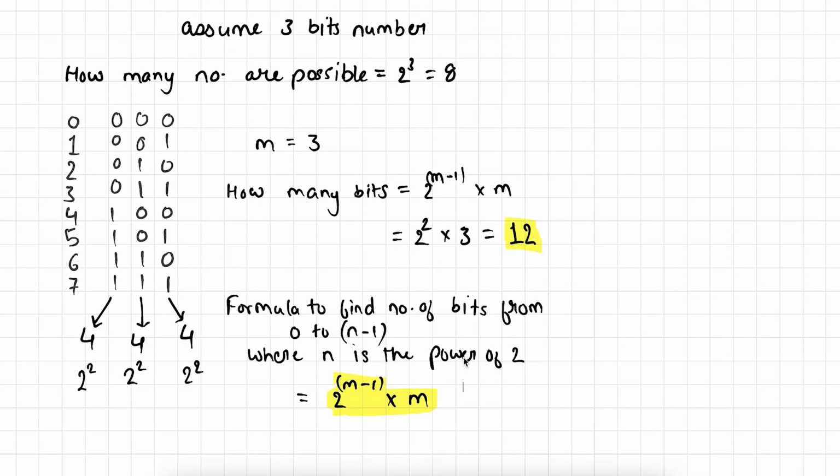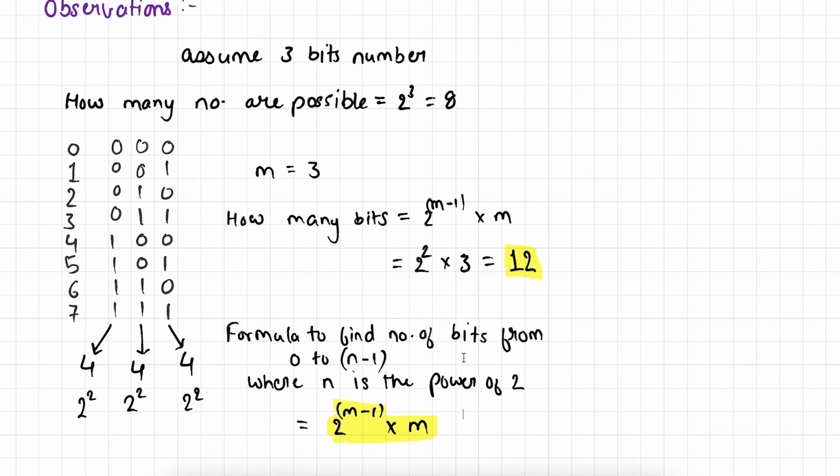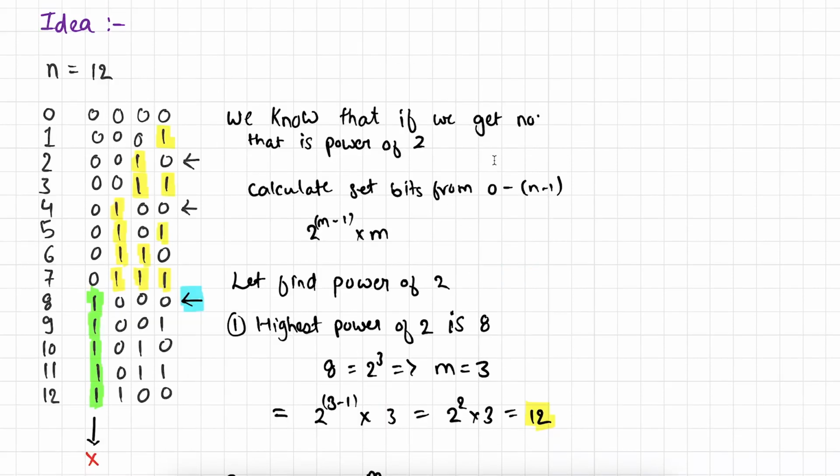Right? So now we know that if we have a power of 2, in this case it is 8, then we can easily count the number of set bits if a number is a power of 2. So far so clear. Please remember this because we are going to use this fact to solve this problem. So let's discuss the idea for an efficient solution to solve this problem. So we know the fact that if we get a number that is a power of 2, then we can easily calculate the number of set bits using this formula 2 to the power m minus 1 into m.